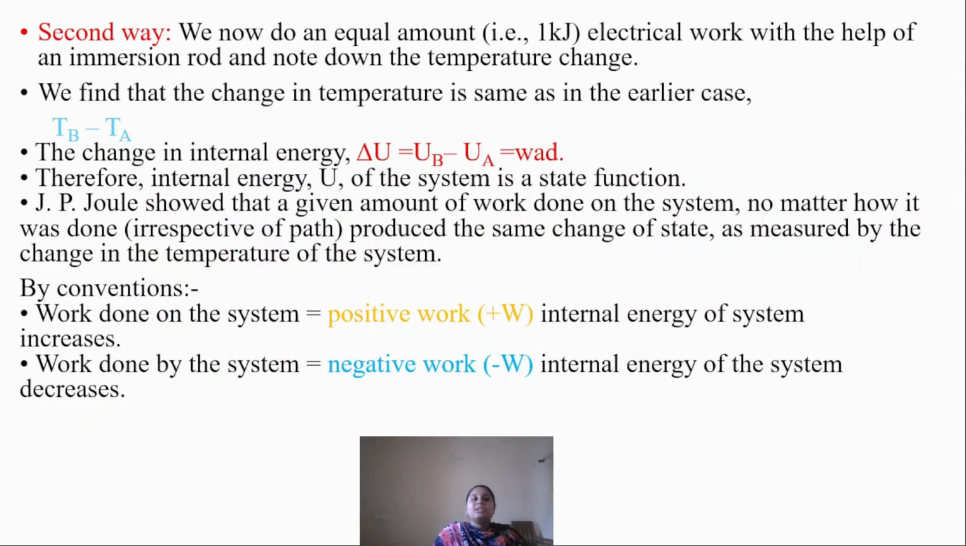J.P. Joule showed that the amount of work done on the system, no matter how it is done, produces the same change of state as measured by the change in the temperature of the system. So by convention, work done on the system is positive, and the internal energy of the system increases. Work done by the system is negative, so the internal energy decreases.